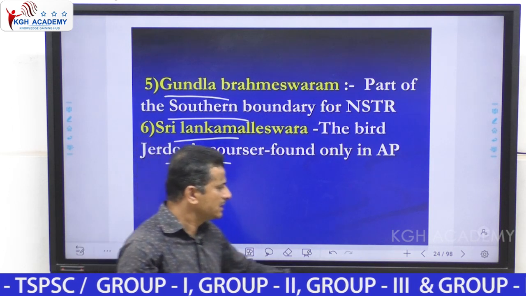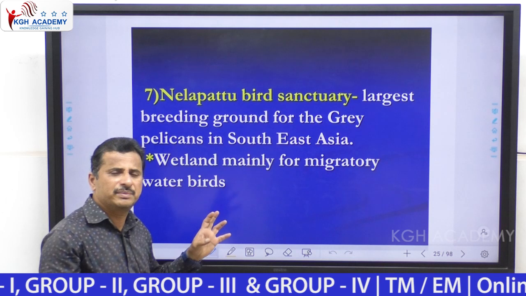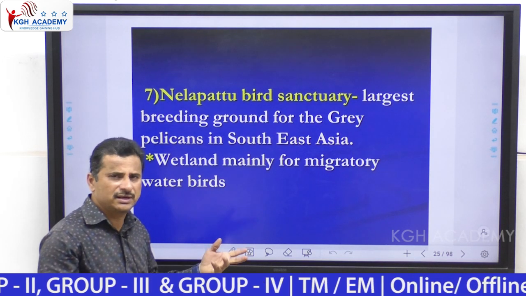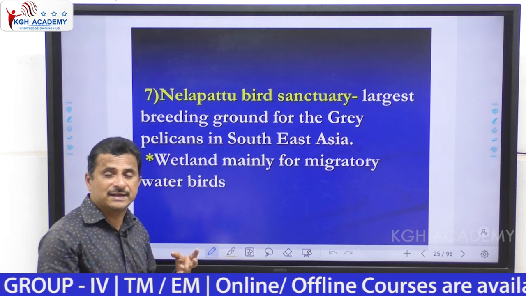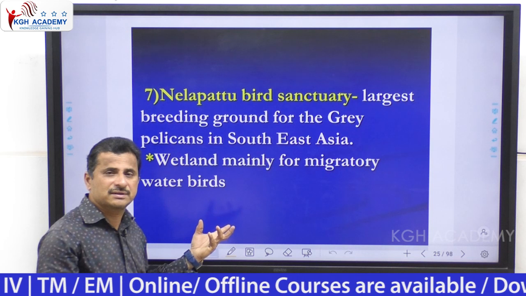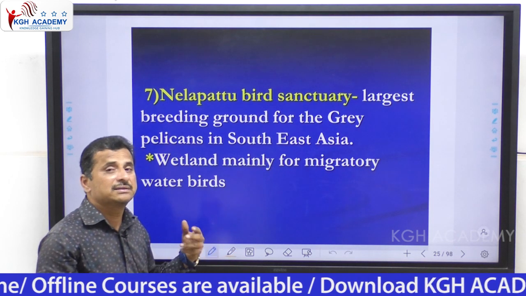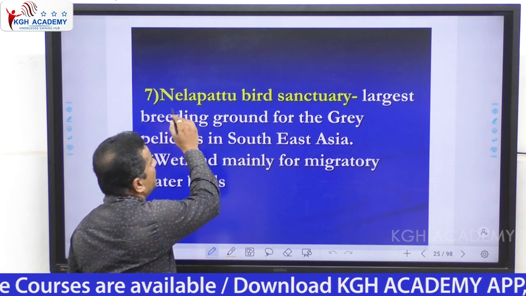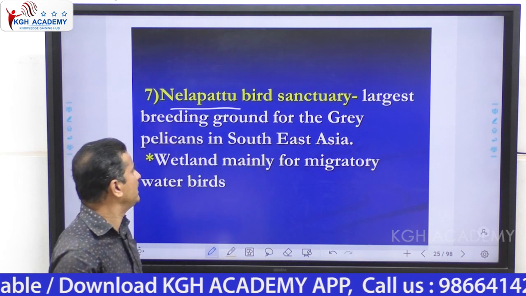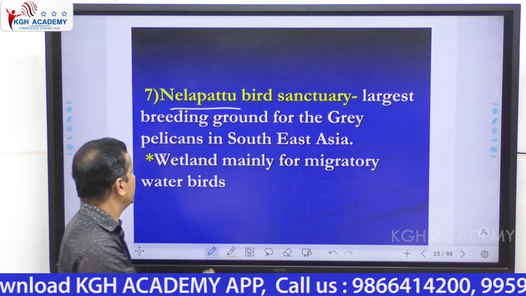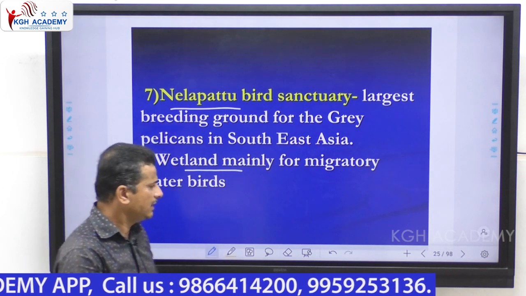Like this, dear students, the wildlife sanctuaries present in AP are very important because they contain more specialties. So in India, compared to other wildlife sanctuaries, the Andhra Pradesh wildlife sanctuaries are very famous for particular animals, that's why they are very important. And next, Nelapattu Bird Sanctuary. The specialty: the largest breeding ground of the grey pelicans in Southeast Asia, and wetland. This is a wetland mainly for migratory water birds.